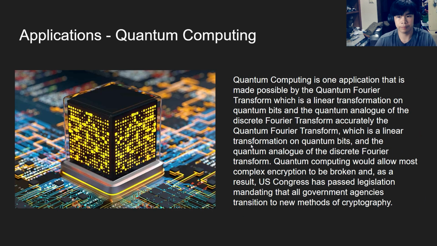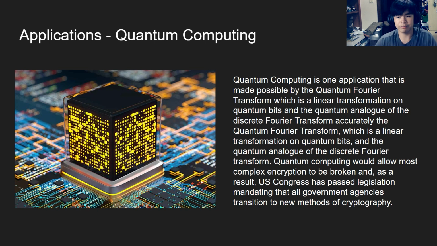Next, quantum computing. Quantum computing is one application that is made popular by the quantum Fourier transform, which is a linear transformation on quantum bits, and the quantum analog of the discrete Fourier transform. The quantum Fourier transform operates on quantum states, which are superpositions of different basis states. These quantum states are represented by complex numbers called probability amplitudes. These amplitudes can be positive, negative, or even complex, instead of non-negative numbers between 0 and 1.